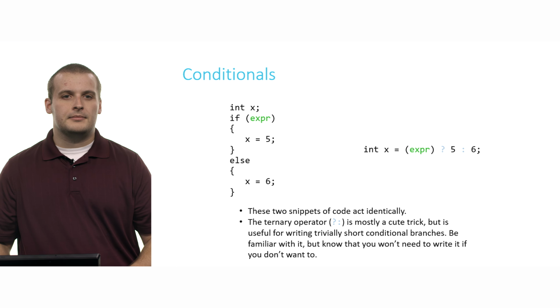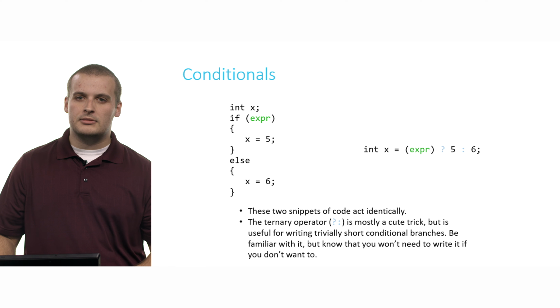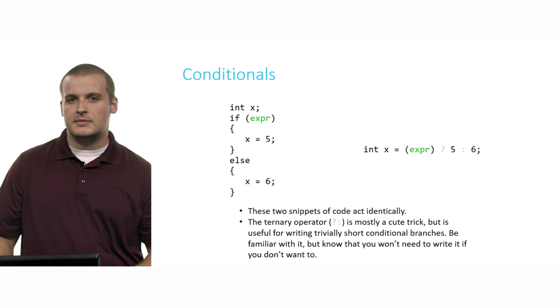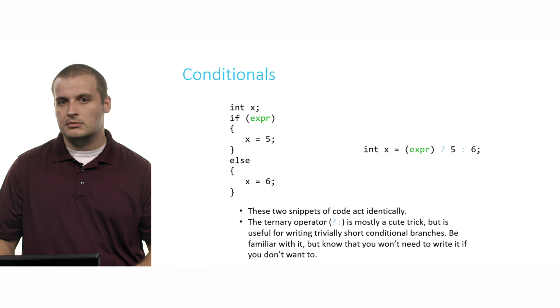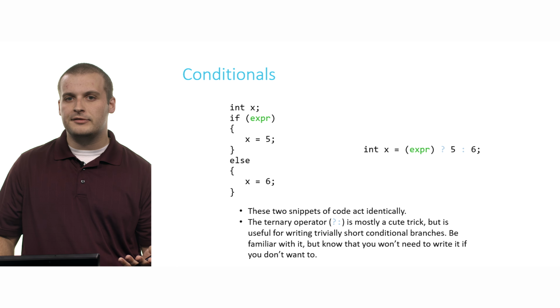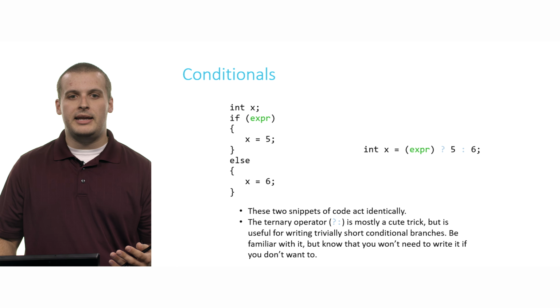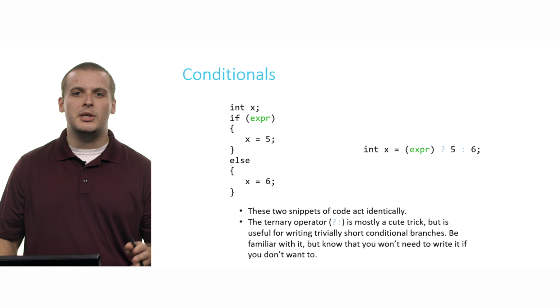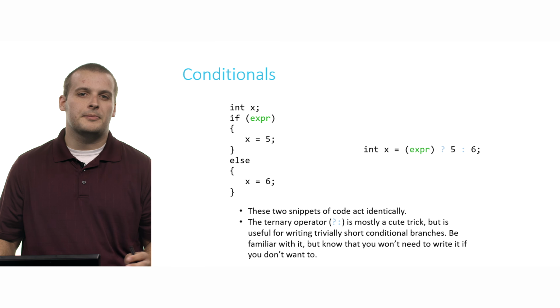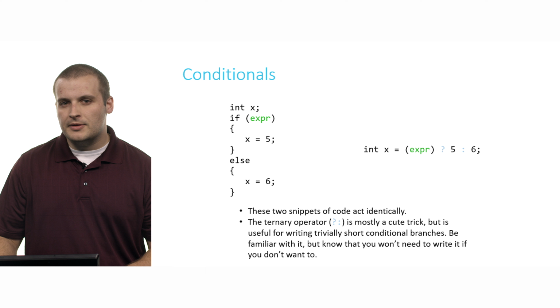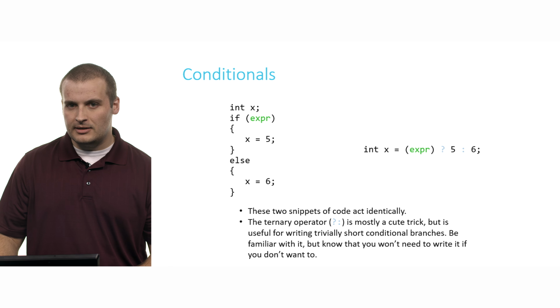And then I'm making a decision. If some Boolean expression is true, assign x the value 5. Otherwise, assign x the value 6. That on the left should probably be pretty familiar from our discussion of if-else just a moment ago. Would you be surprised to know that the line on the right does the exact same thing?